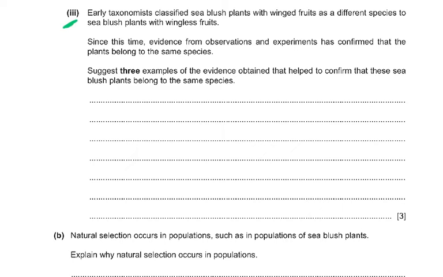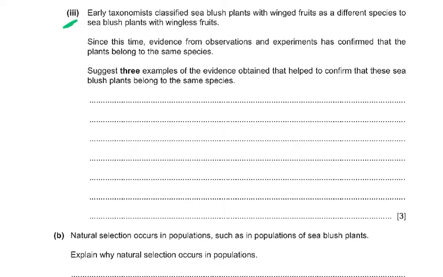Part 3 of the question, early taxonomists classified sea blush plants with winged fruits as a different species to the sea blush plants with wingless fruit. Since this time, evidence from observations and experiments has confirmed that the plants belong to the same species. Suggest 3 examples of the evidence obtained that help to confirm that these sea blush plants belong to the same species. Now, if you remember the syllabus, only then you can do these questions.